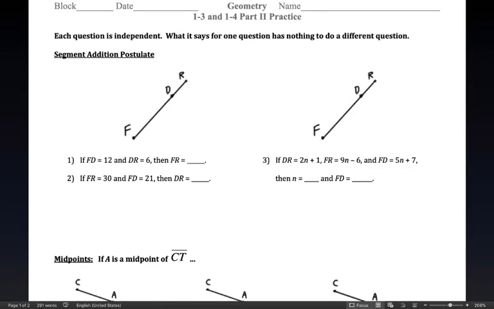Before I get started, I do want to apologize for the fan that's kind of blowing the papers around. I hope it doesn't bother you and mess you up as you do your work. But yeah, let's get straight to this.